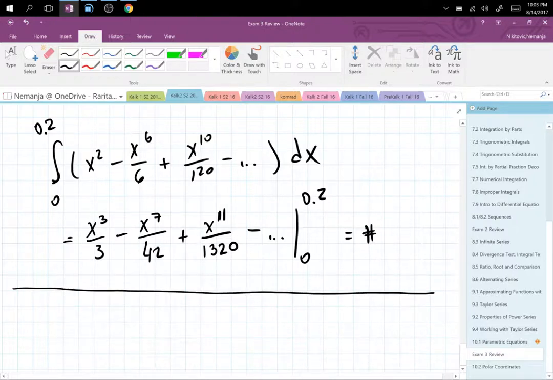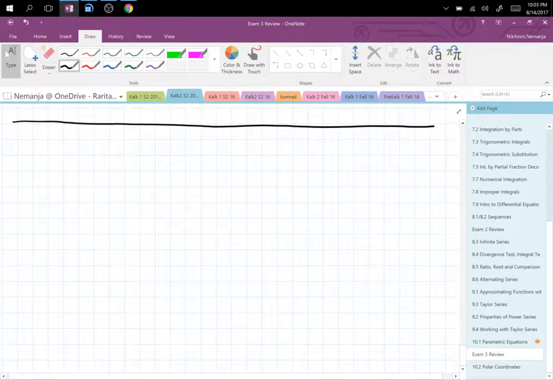Any other questions or concerns for the exam? 8.2, number 21. What does it say? Square roots. So what are we supposed to do?